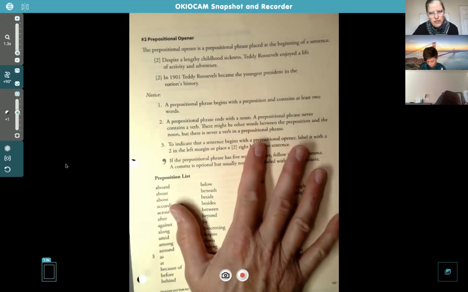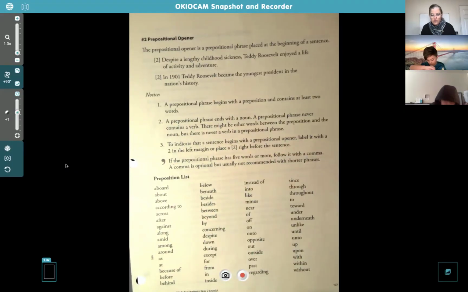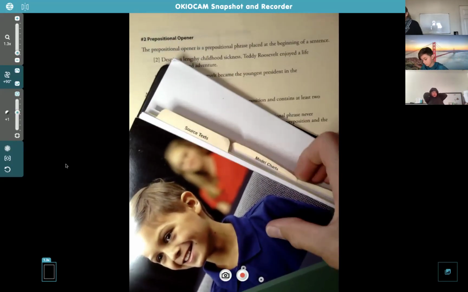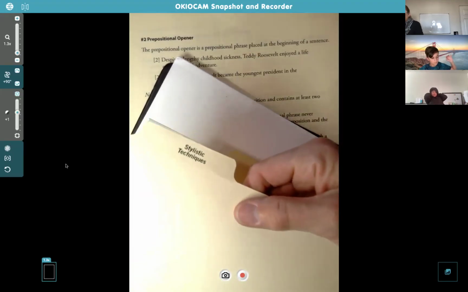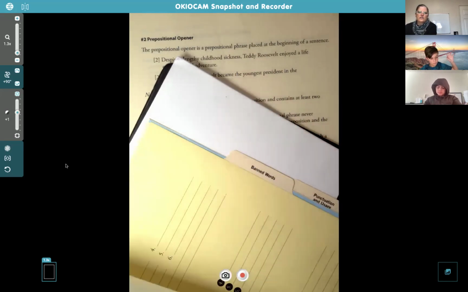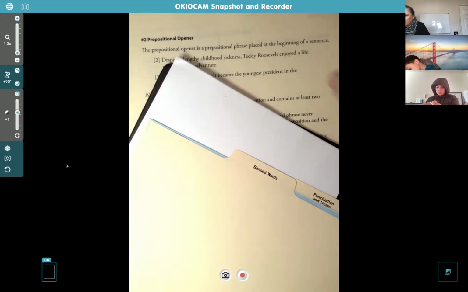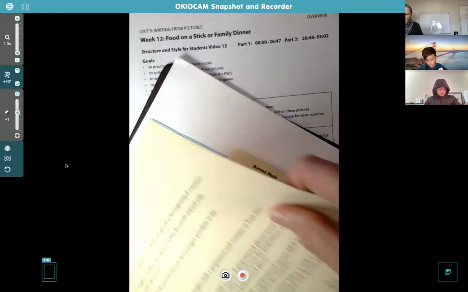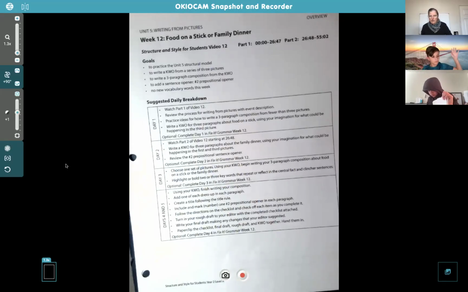Okay, this page needs to go behind the tab that says stylistic techniques. So in your binder, it's toward the back. Go ahead and put this page behind that tab. It's back here, right here. It's called stylistic techniques. And you'll see a yellow page there. Go ahead and put it behind that yellow page in your binder, okay? Behind stylistic techniques. Open your rings, stick it in there.